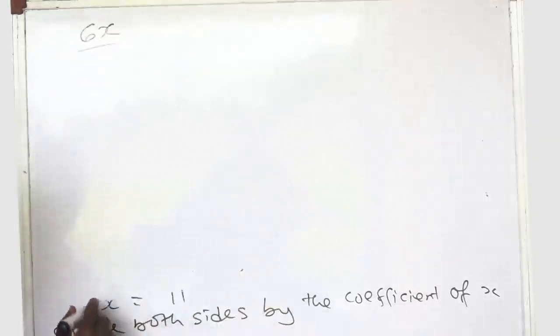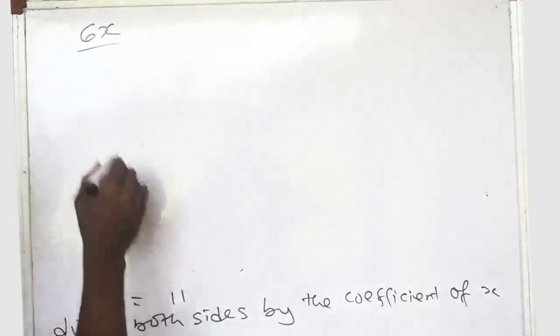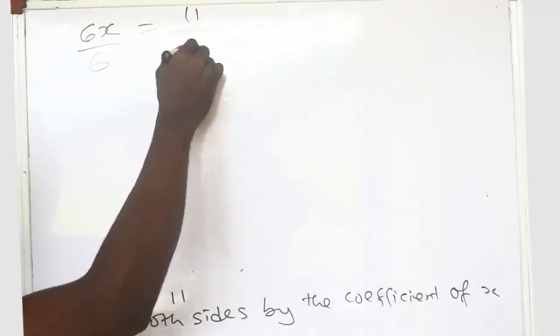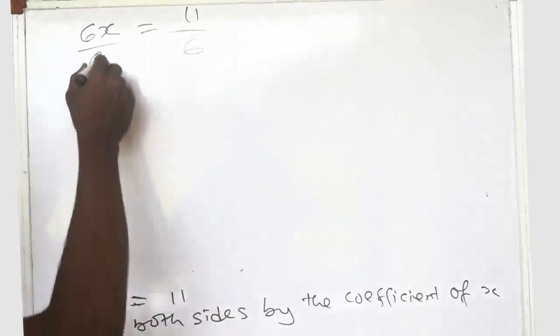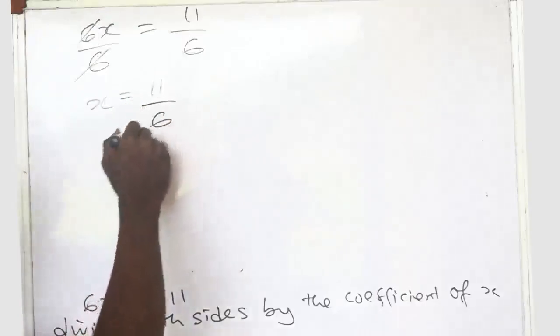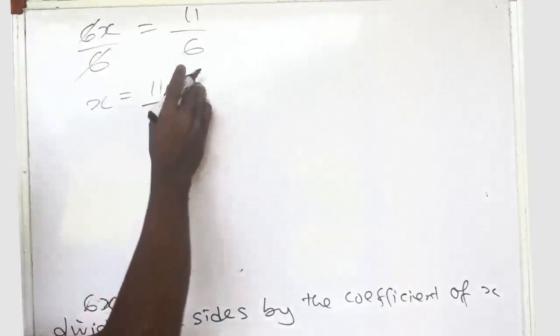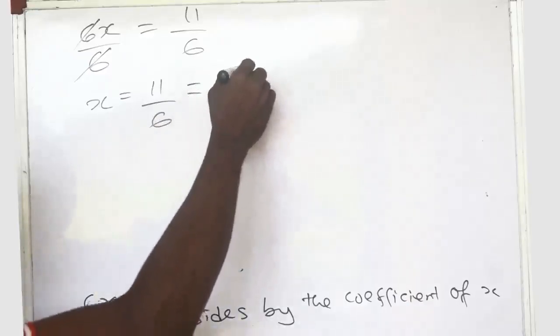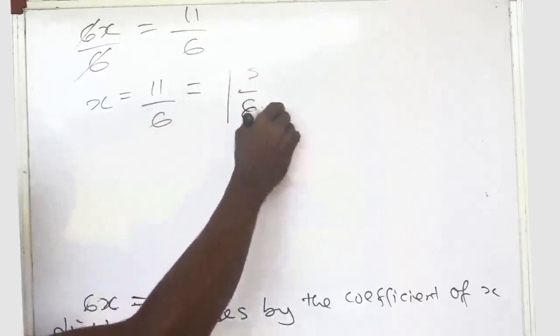The coefficient of x here is 6. You say divided by 6 equal to 11 divided by 6. 6 divided by 6, we have x. So in other words, we can convert 11 over 6 to this fraction. It will give us one number, 5 over 6.